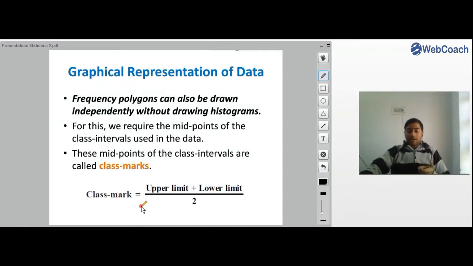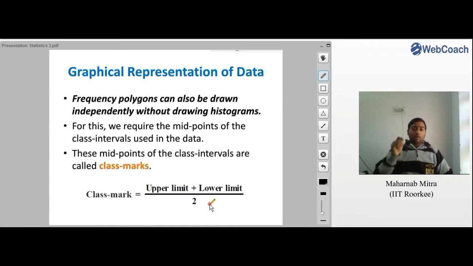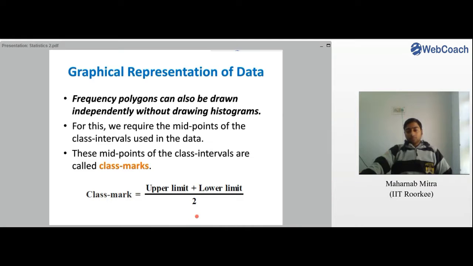Now, how to find the class mark? Class mark can be found very easily, as it is just the midpoint of two terms. So we can easily take the average. Upper limit plus lower limit by 2 should give us the class mark, right? Because when we are finding the middle value of any class interval, what we are doing is adding the upper limit and the lower limit and then dividing them by 2 to get their average value or the middle value. And this middle value is nothing but the class mark, or the point which we are going to use to draw the frequency polygon.